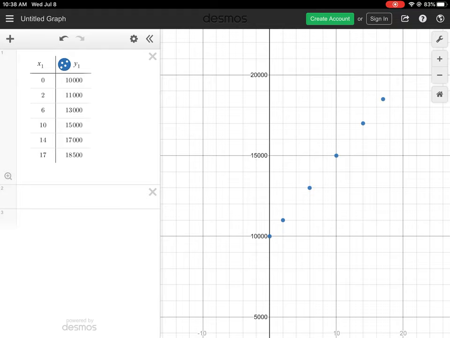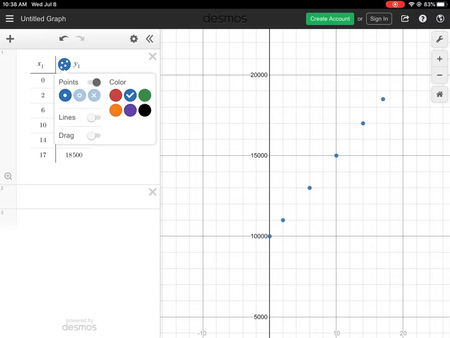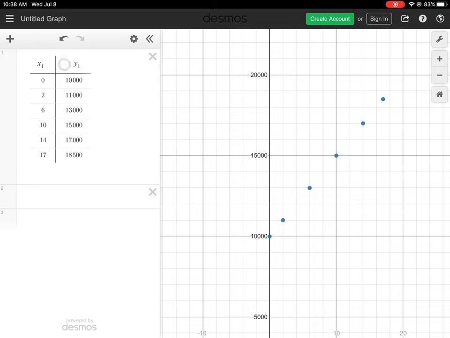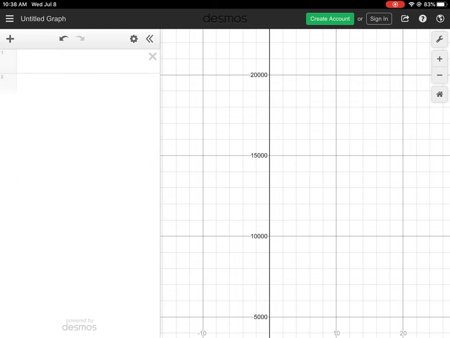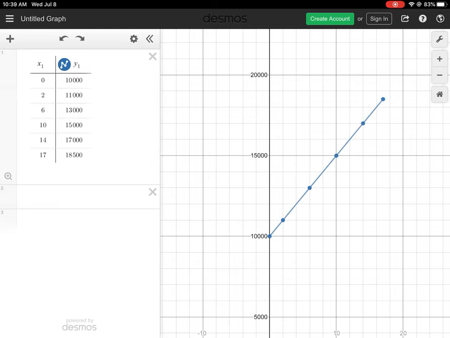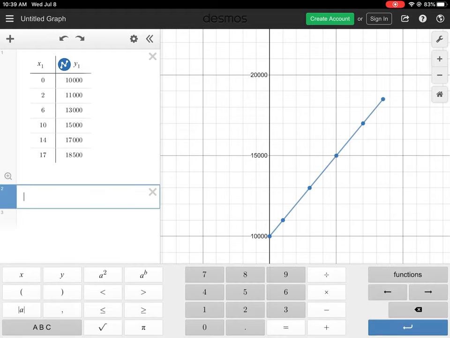Now, if we want to connect the dots, we can just tap and hold on that icon right next to y1, and it should open up a little pop out where we can select lines. Turn the line feature on, and now our line there is all connected. Then if we want to plot the second one, we do the same thing. I'm just going to select a different row and put in a table. Let's start with 0 again, and 10,000 is our amount.